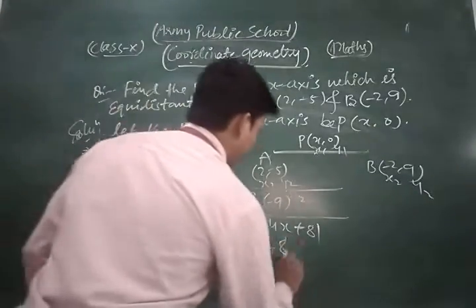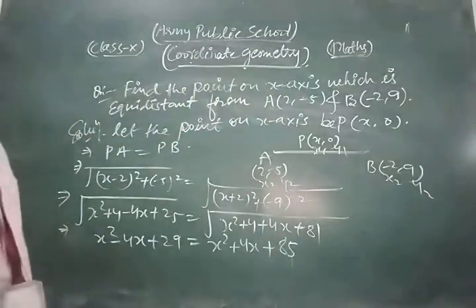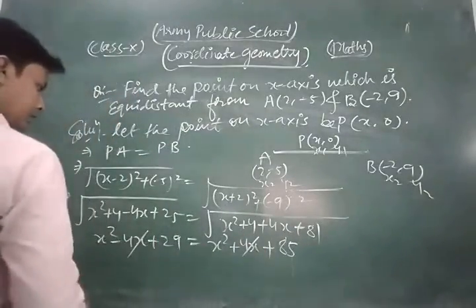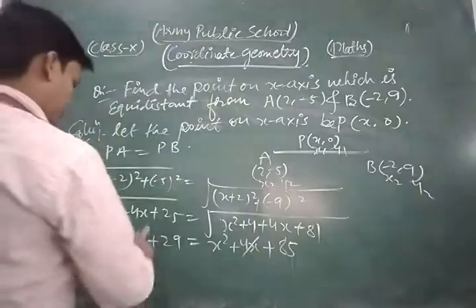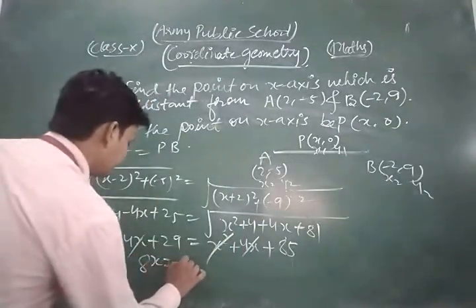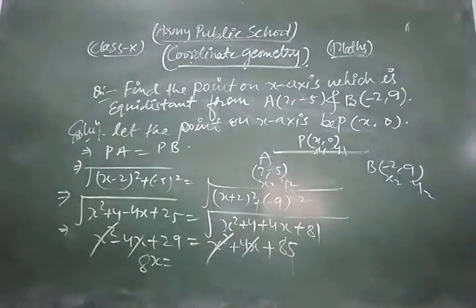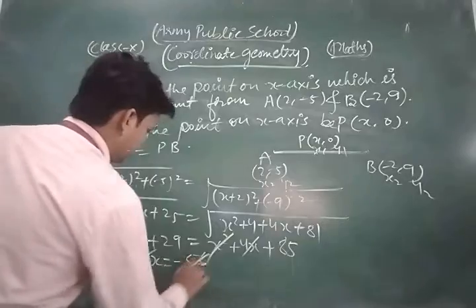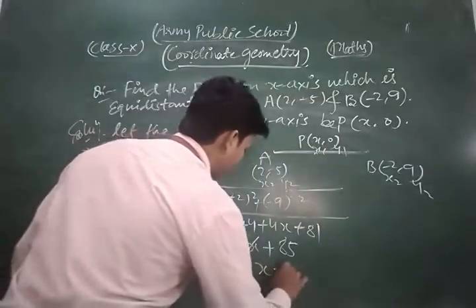Now 81 plus 4, this is 85 now. Now look, the 4x cancel each other. No, sorry, x square cancel each other. This is 8x is equal to, this is 8x, and 29 minus this, this is minus 56. Minus 56 divided by 8 is minus 7. So the value of x is minus 7.